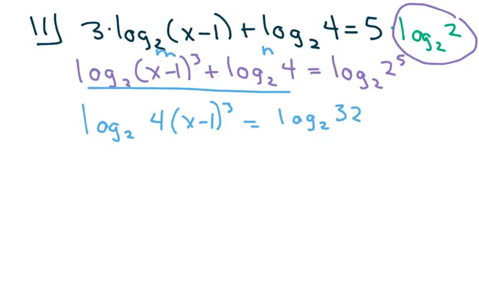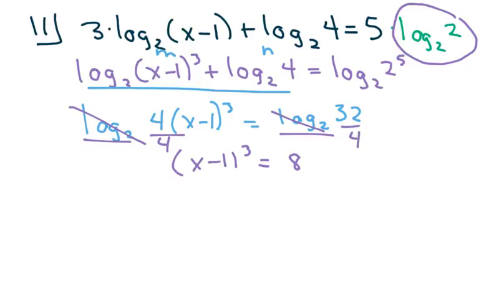Now that I have it in this form, with the lead being log base 2, I can cross those out and just solve. Now I'm going to divide both sides by 4, and I get x minus 1 cubed equals 8, because I'm just dividing both sides by 4. Now I'm going to cube root both sides.